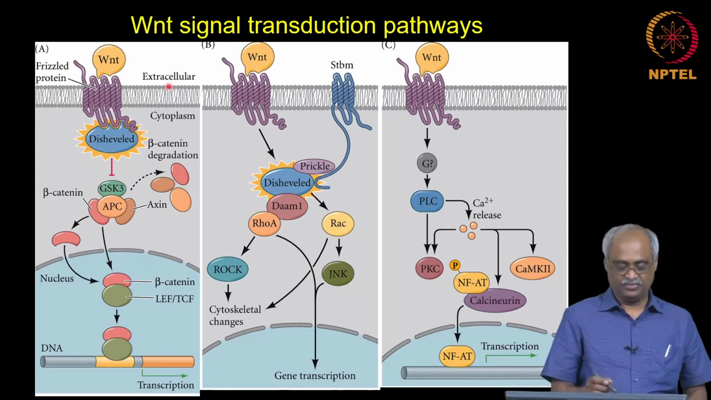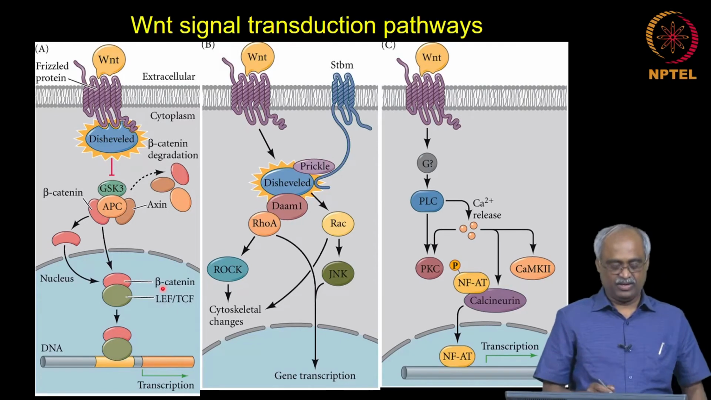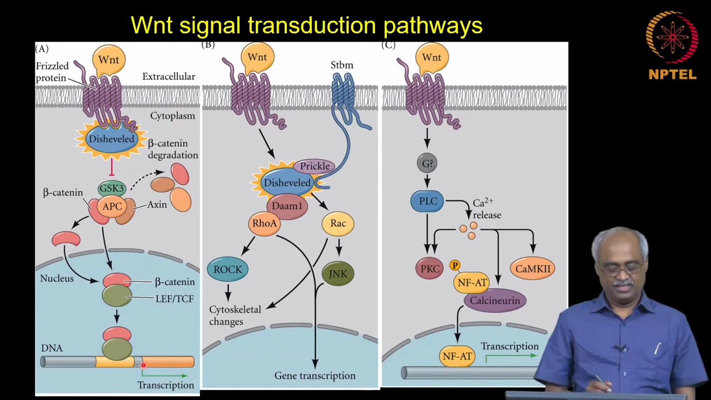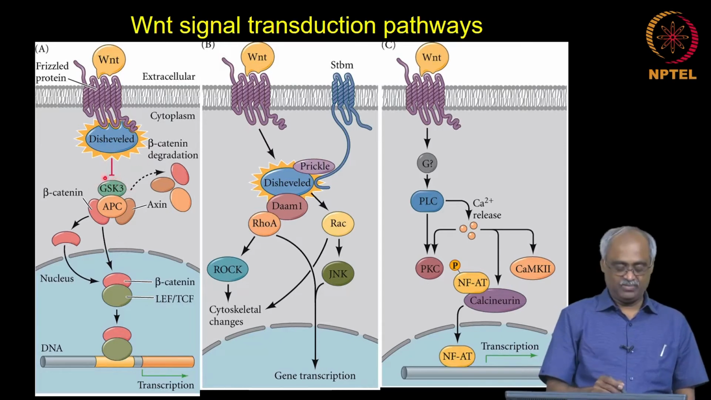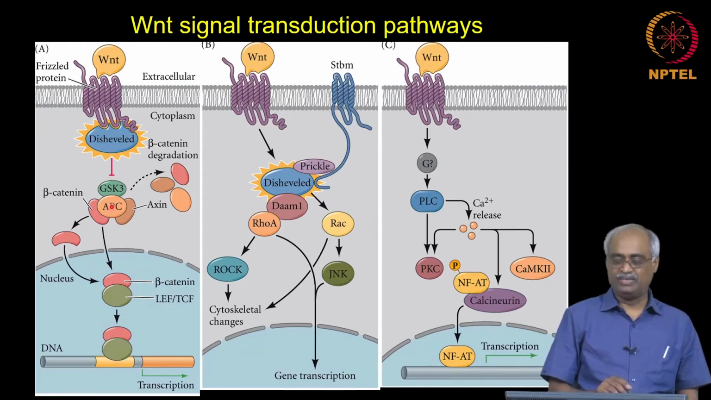The first discovered one has this sequence where you have this metabolic enzyme, glycogen synthase kinase. That one usually is associated with APC, which targets beta catenin for degradation. APC is a tumor suppressor involved in colorectal cancer. And beta catenin you already know.